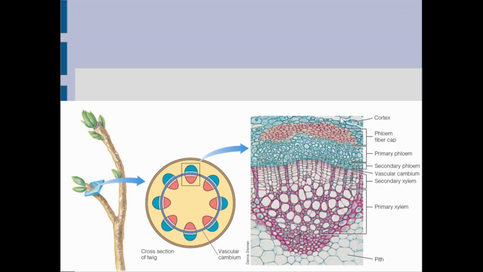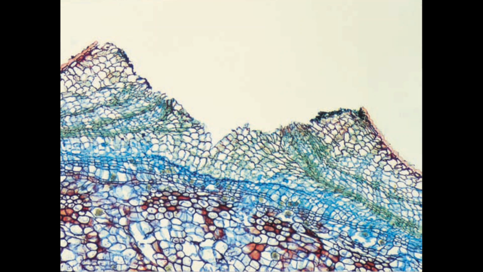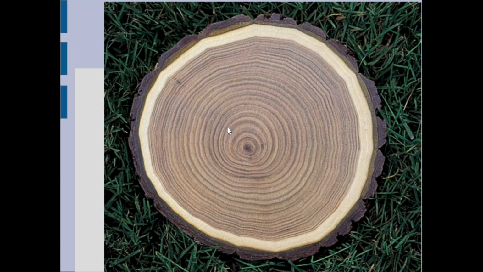The secondary growth occurs here. So we can see that cork cells are destroyed, and cork cambium will give rise to the secondary growth.